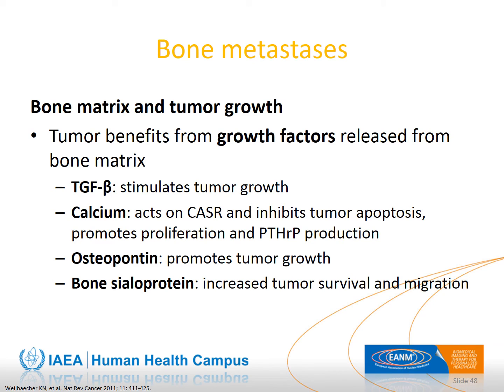Ultimately, the entire cascade of increased bone resorption induced by bone metastases converges on a single goal: to provide the growing tumor with a survival advantage by benefiting from the abundance of growth factors released from the resorbed bone matrix. Indeed, transforming growth factor beta directly stimulates tumor growth, while the released calcium can interact with calcium-sensing receptors that inhibit tumor apoptosis, promote tumor proliferation, and promote PTHrP production. Likewise, osteopontin will promote tumor growth, and bone sialoprotein enhances tumor survival and migration.